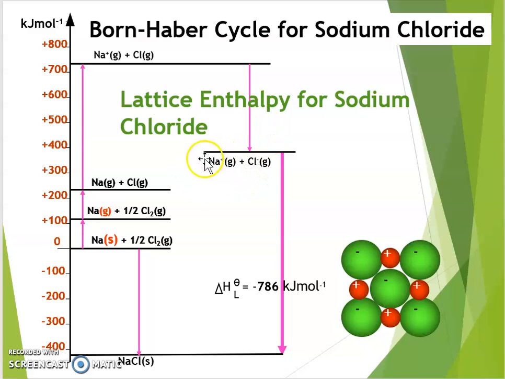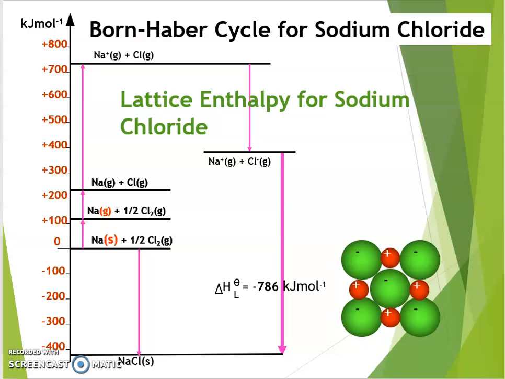In this step, 1 mole of sodium ion plus 1 mole of chloride ion attract electrostatically to each other to give NaCl solid, and the amount of energy released is called lattice energy or lattice enthalpy, denoted by del HL, which is equal to minus 786 kilojoule per mole. And in this step, sodium chloride, that is NaCl, is formed, and this is the last step of the Born-Haber cycle for the formation of sodium chloride.